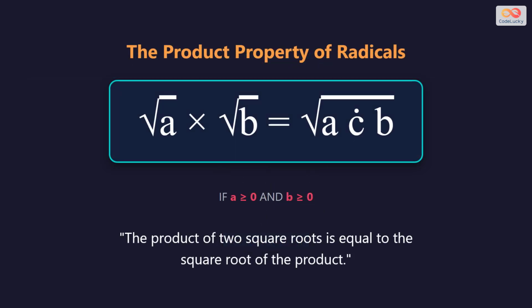Here is the golden rule for today, the product property. It states that the square root of a times the square root of b equals the square root of a times b. Simply put, if you are multiplying two radicals, you can multiply the numbers inside them under one single big radical. Note that this only works if the numbers inside are non-negative.